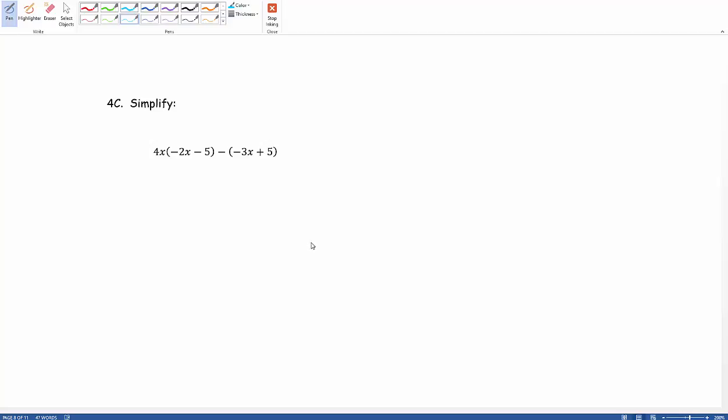Here we are at problem 4C from our target 2. We're asked to simplify the following using the distributive property. What we're going to go ahead and do first is distribute our 4x inside this first set of parentheses.